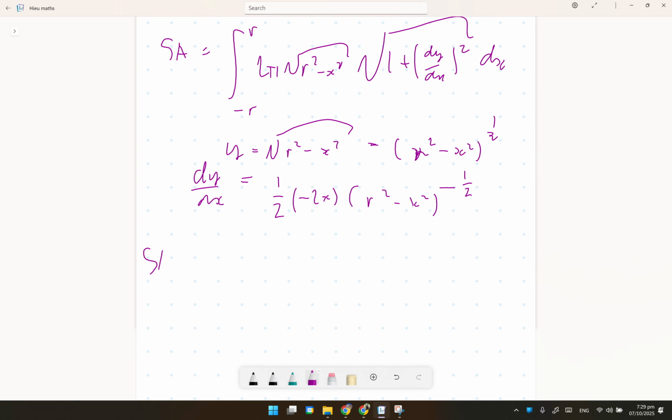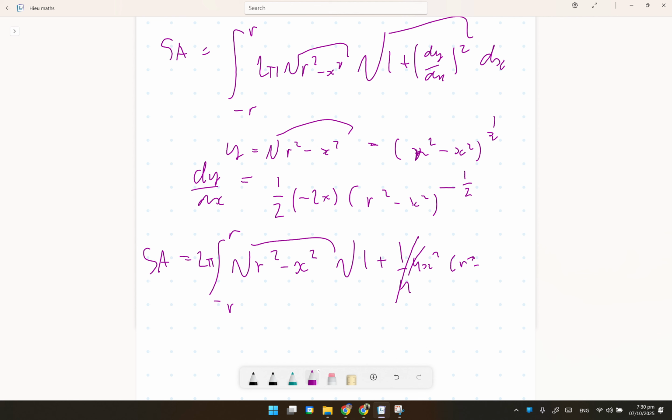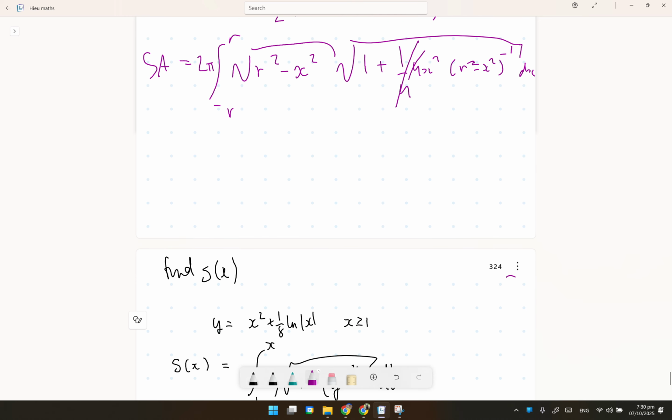Okay, so now let's put this into the equation. Surface area equals the integral from minus r to r of, let's take the 2 pi out, 2 pi up here, and the integral of the square root of r squared minus x squared, multiplied by the square root of 1 plus, so let's square this off. 1 over 2 squared is 1 over 4. Minus 2x squared is 4x squared. The 1 over 4 cancels the 4, multiplied by minus 1. So this is r squared minus x squared all to the power of minus 1/2. The square of that is just r squared minus x squared to the power of minus 1. And then this is dx. So let's rewrite this.